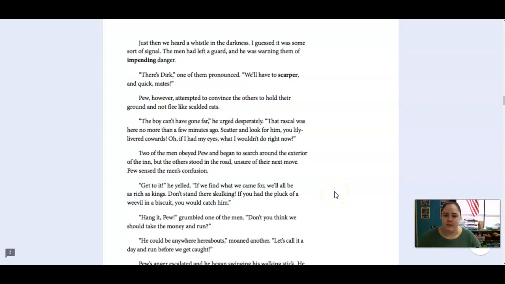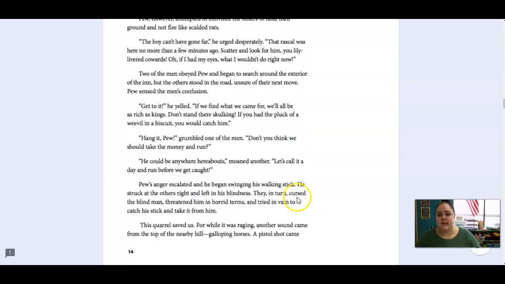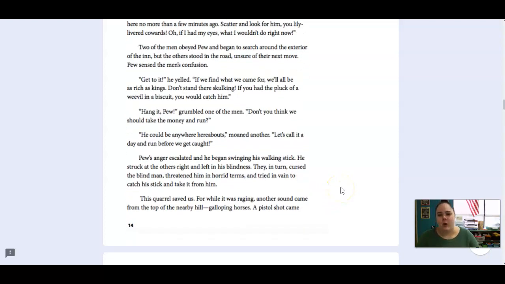Just then we heard a whistle in the darkness. I guess it was some sort of signal. The men had left a guard, and he was warning them of impending danger. "There's Dirk," one of them pronounced. "We'll have to scarper, and quick, mates." Pew, however, attempted to convince the others to hold their ground and not flee like scalded rats. "The boy can't have gone far," he urged desperately. "That rascal was here no more than a few minutes ago. Scatter and look for him, you lily-livered cowards. Oh, if I had my eyes, what I wouldn't do right now."